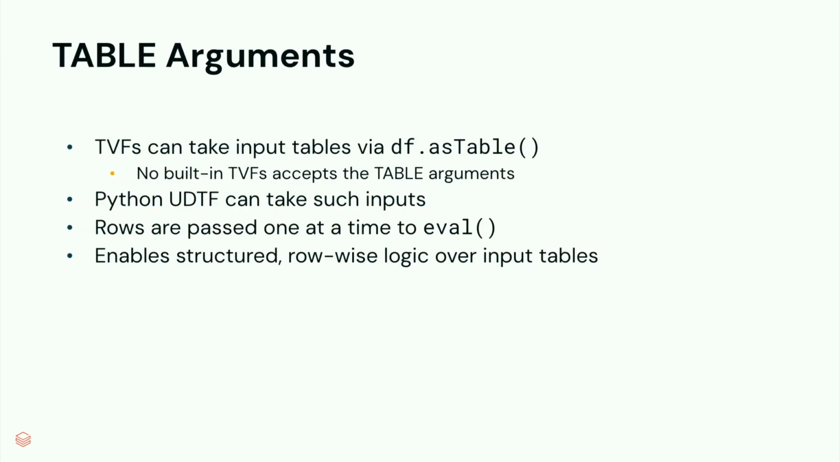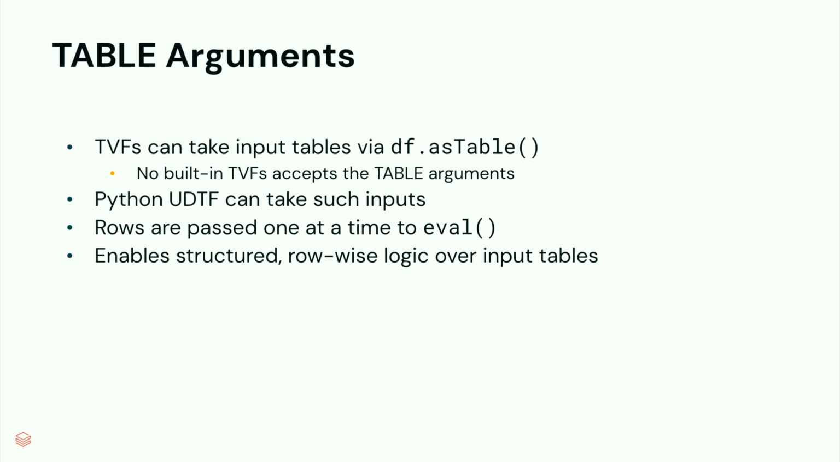Alternatively, TVFs can take table arguments. Entire data frames are passed into the function for row-wise processing. Although currently none of the built-in TVFs allow this, Python UDTFs can take advantage of table arguments. To do this, you use the df.asTable method when passing the data frame as an argument. This signals that it should be treated as a table argument.